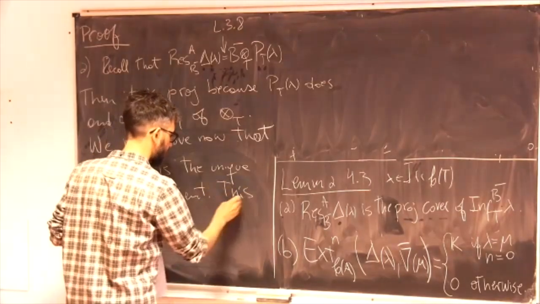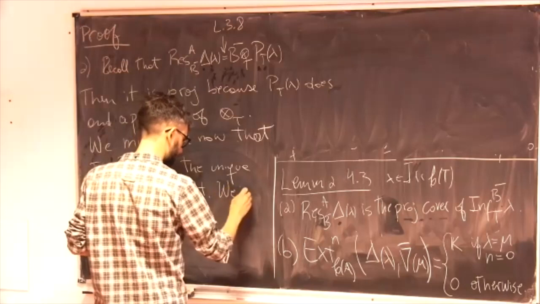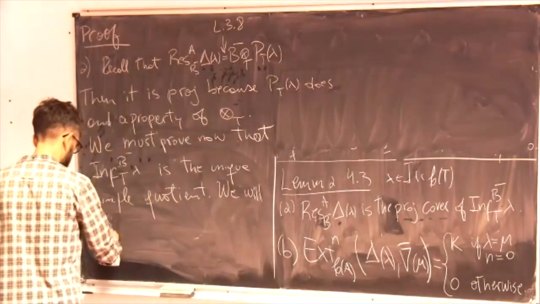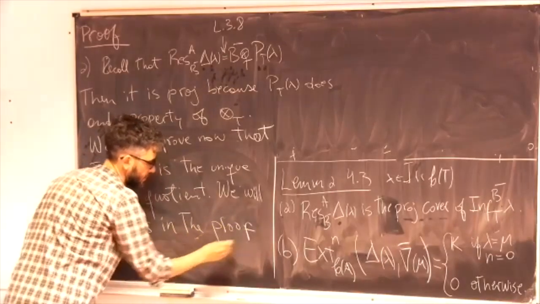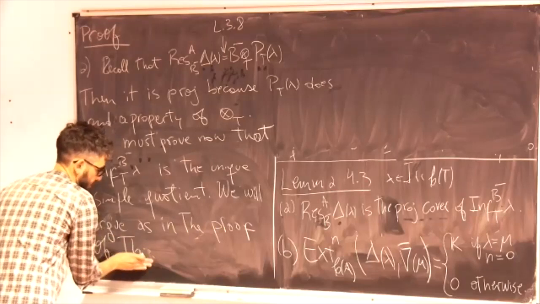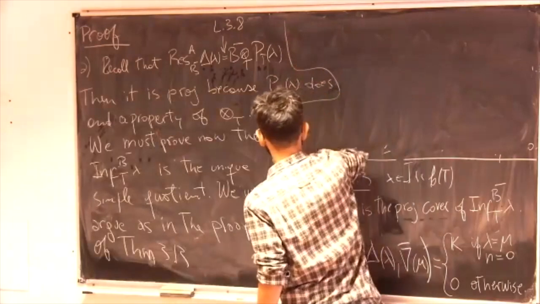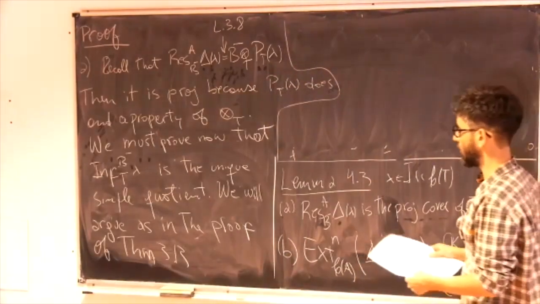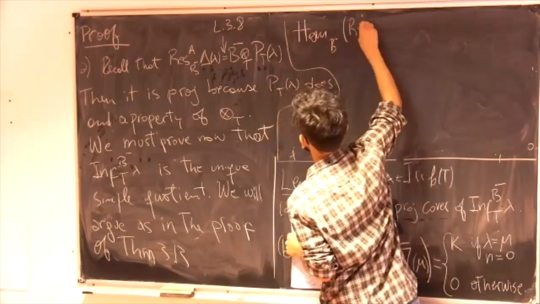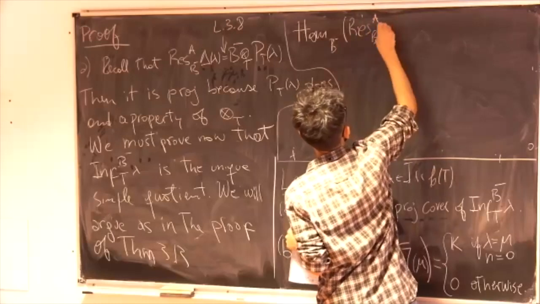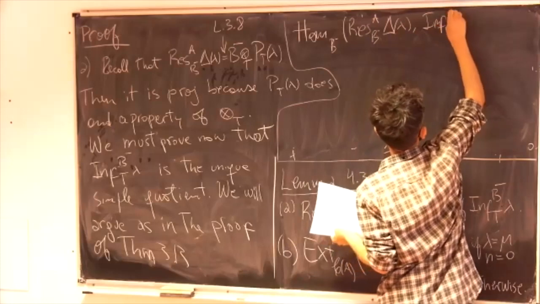And this follows, or we will argue, as in the proof of theorem 3.13. Here I will write. We will use the Hom. We will compute the morphisms as B minus modules between the restriction of the standard module and inflation of any other simple module U.